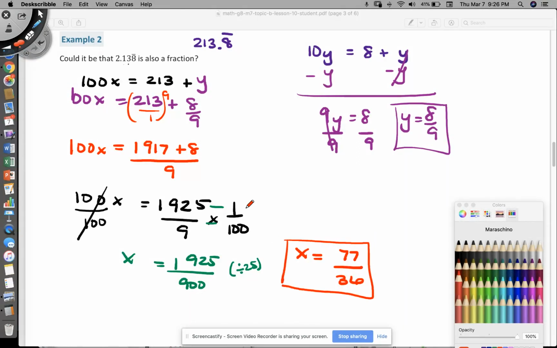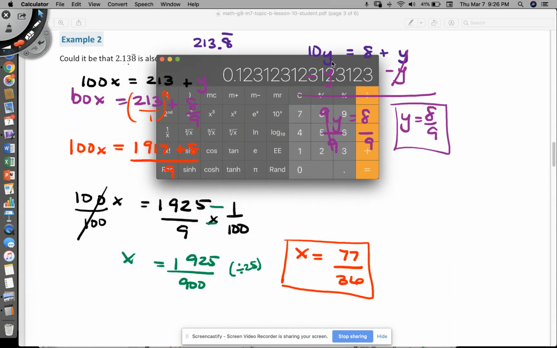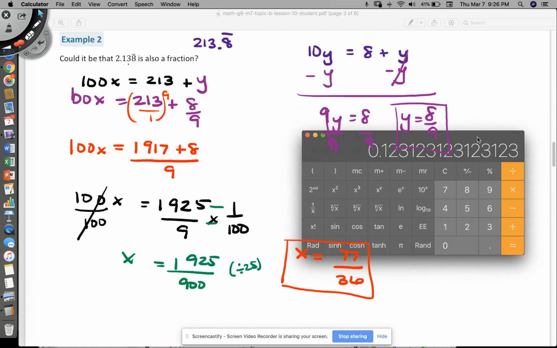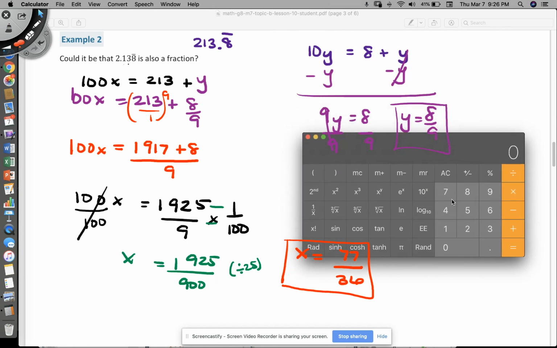And again, we can check it by grabbing our calculator real quick. See if I can find a spot where we can see it. There we go. I am going to say 77 divided by 36. And there we go. There's my repeat of what we have up there.